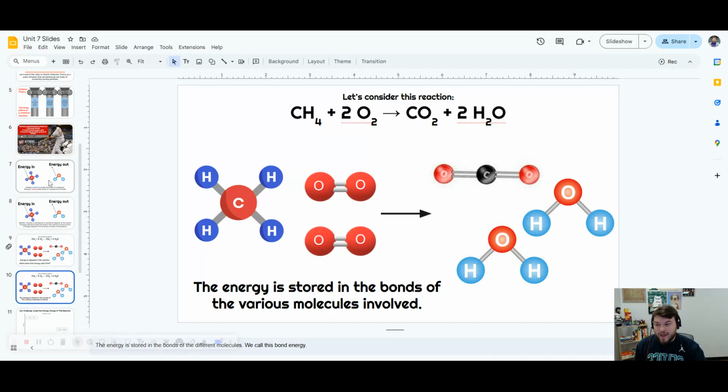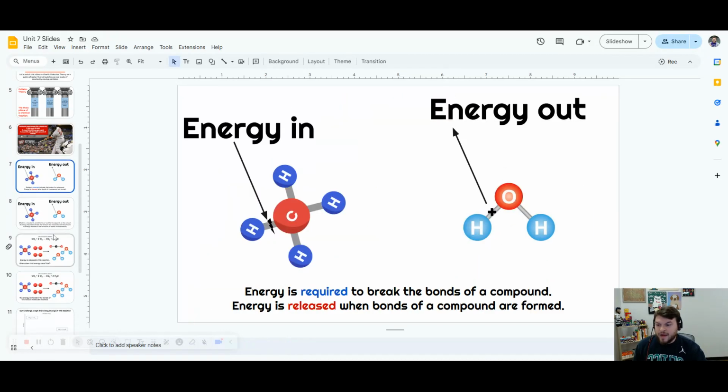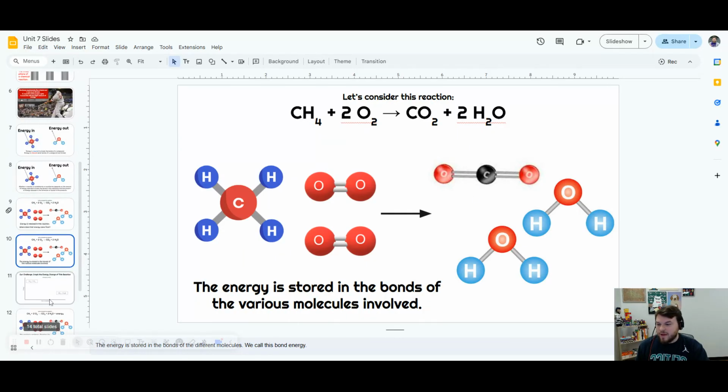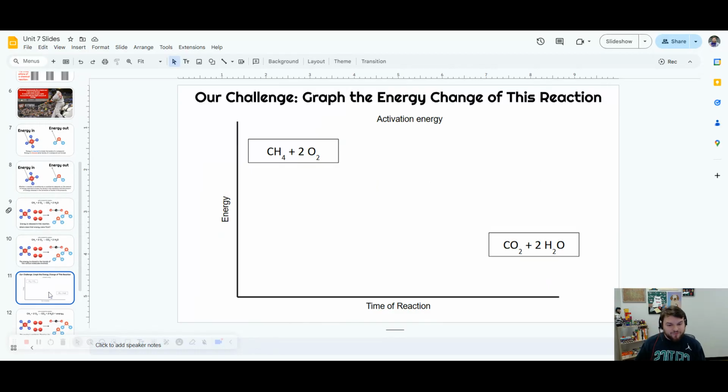So it takes a little bit of energy to get that reaction to happen, right? We have to put some energy in to break up those methane bonds, but then there's a lot more energy being released when these carbon dioxide and water bonds are being formed. Okay, and so we can actually graph this energy change over time, and we're going to do that now.